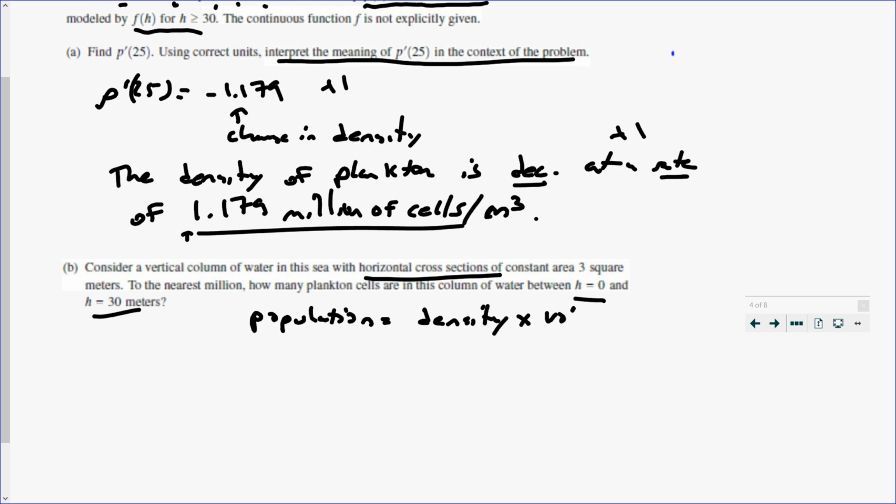times the volume. Now, the volume is going to be a little bit tricky because they don't give us a volume. They give us an area. But remember, if I think of it like a tiny, tiny little circle of plankton, this has an area, but this also has a width. How wide is it? Well, that's just the change in h. So if I take this area, multiply it by that width, that's going to give us our volume. And that's where we get our cross sections from.